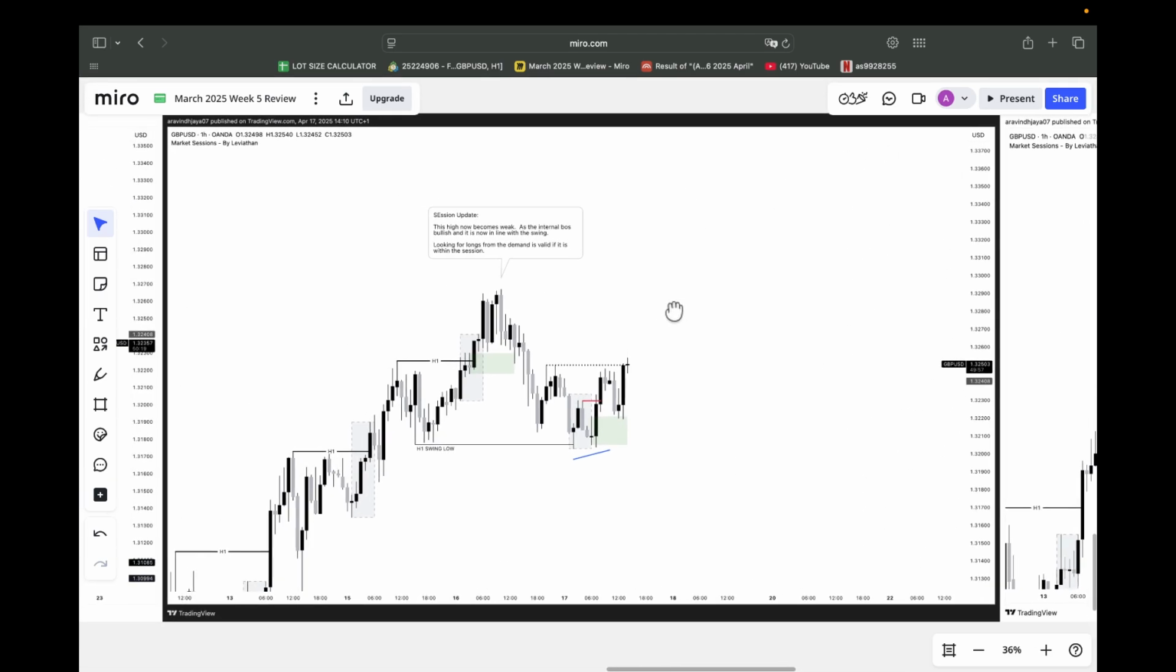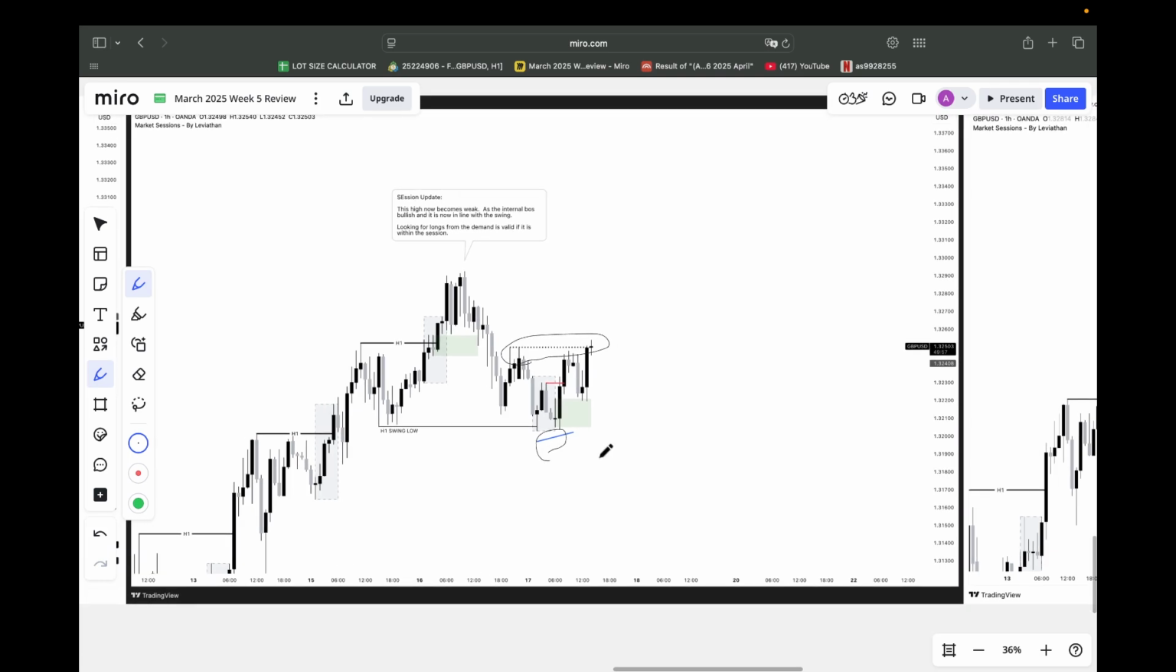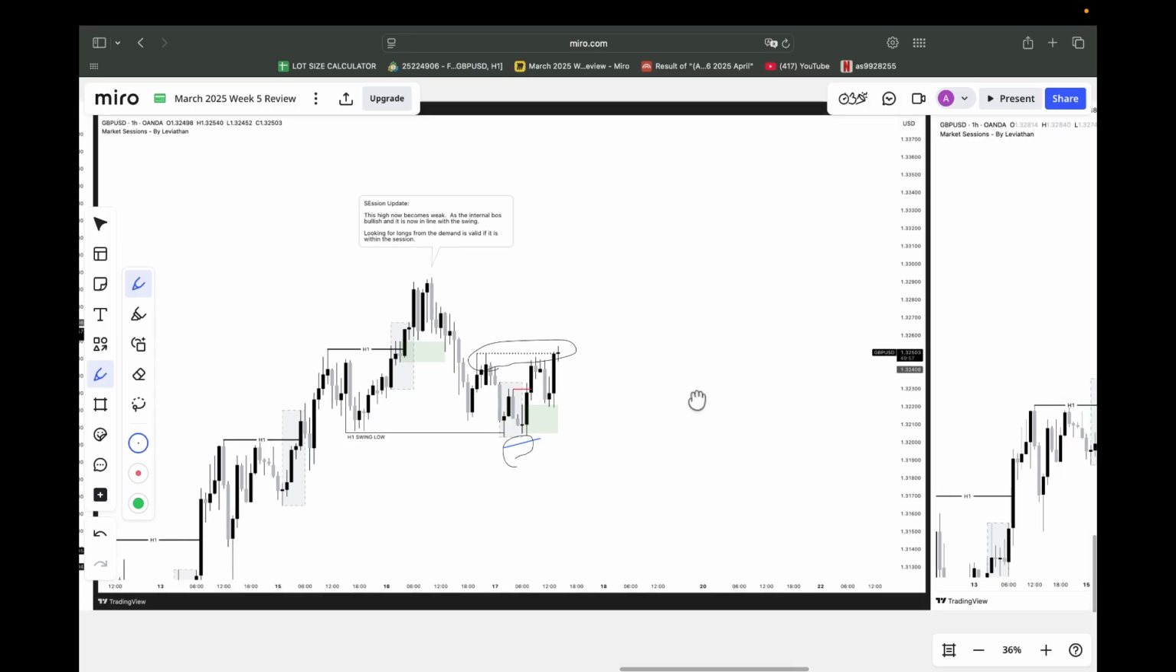Cool. No worries. Yeah, price actually internally was bullish, so this high now becomes weak, and internal bullish is now in line with the swing structure. So looking for longs is also valid. So yeah, I know there is some resting liquidity and all those kinds of stuff, but I need to follow the market structure. And especially with the US in recession, longs now become much more high probability.